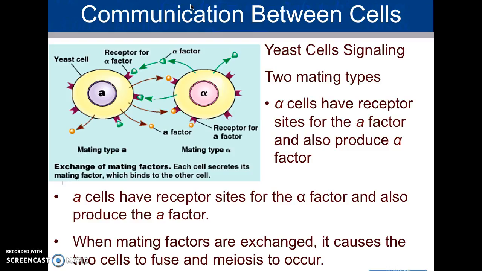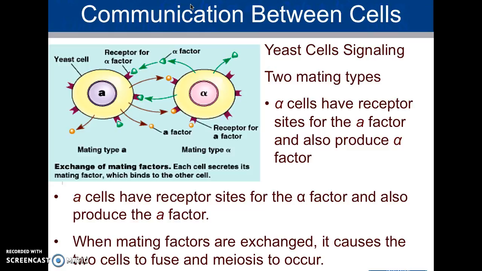So there are multiple ways of communicating between cells, and we've talked a little bit about it because we've already talked about the endocrine system and the nervous system. This is the most basic cell signaling: two yeast cells, which are unicellular cells, and this is how yeast mate, because we know yeast are actually living things.